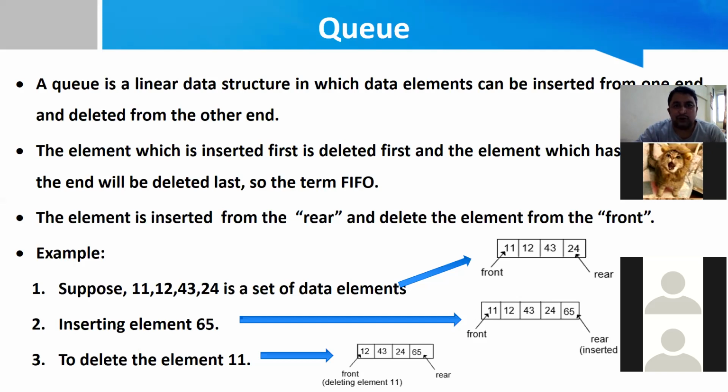The element which you want to insert will be added at the end. That is said to be the rear end. At the rear end the data will be added, and at the front end the data will be removed. So these are the two operations: insertion and deletion. Insertion will be done at the rear end. Deletion will be done at the front end. So it follows the first in, first out method.